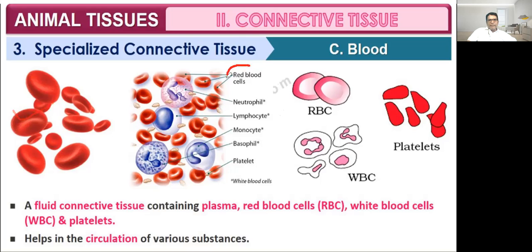If you see this diagram, this is the RBC. Then there are neutrophils, which are white blood cells. There are different types of white blood cells. Neutrophils have a nucleus, an irregular nucleus, while red blood cells don't have a nucleus. Lymphocytes, monocytes, and basophils are also there. Together with neutrophils, they are known as white blood cells. So there are different types of WBC, and blood platelets are also present.